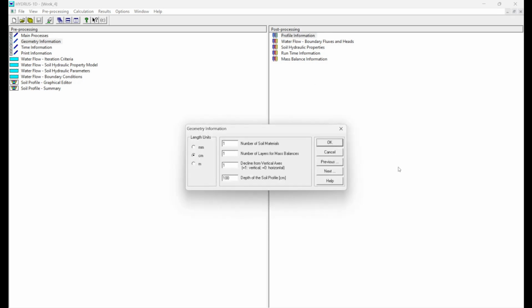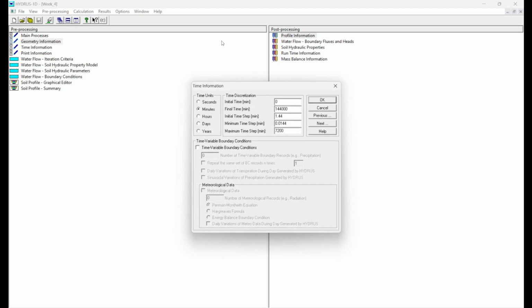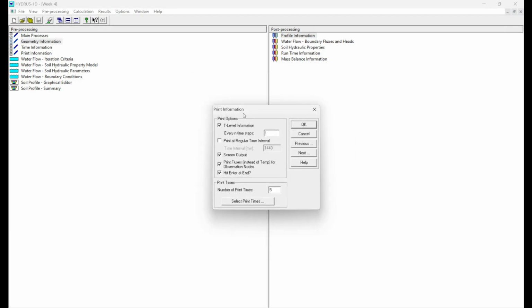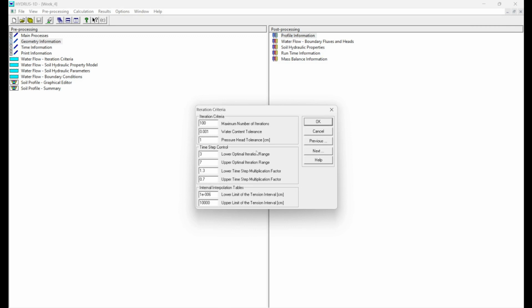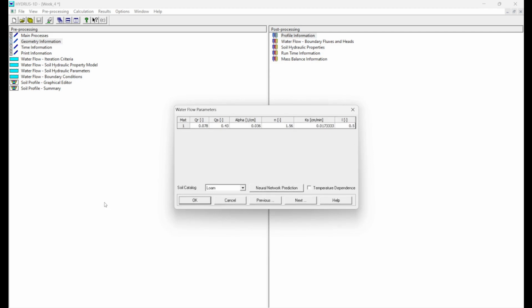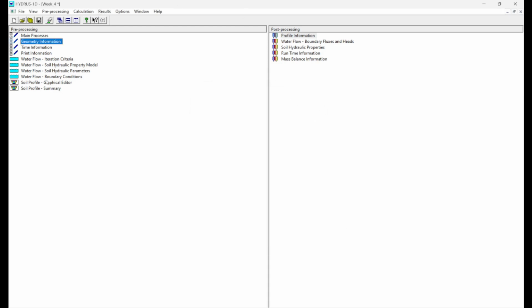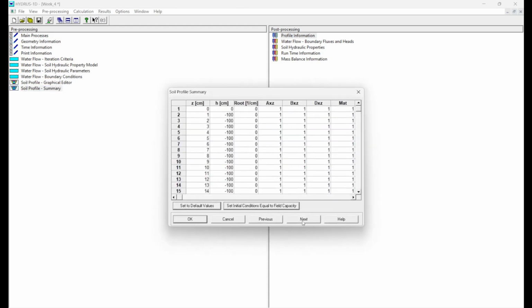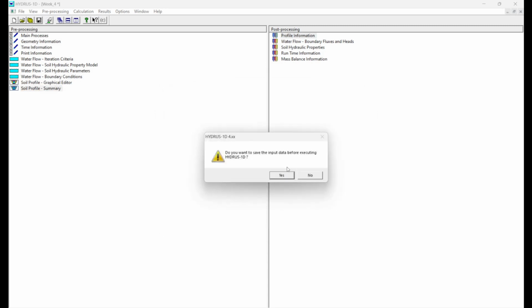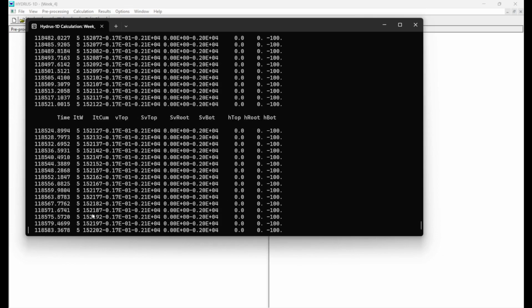So let's change some things here. The geometry is okay. Click next. The time step is okay. Print information is also fine. For the iteration criteria, let's say we want to solve to 10. Next, the inverse model is fine. These values are also fine. And then here we can set the lower boundary condition to constant pressure head maybe. In pressure, click OK. Now we go to the summary and click next. We want to run the program again, and it's running.